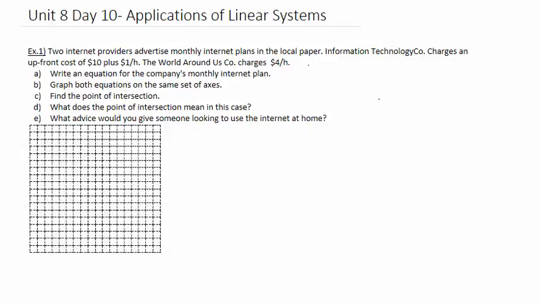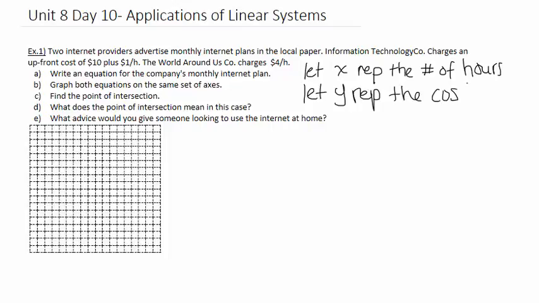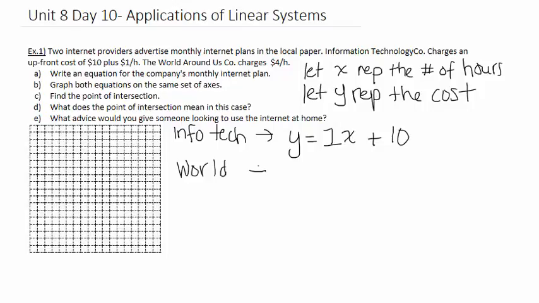So first, let's determine our variables. Let x represent the number of hours that they use the internet for, and let y represent the total cost for using the internet. Therefore, Infotech would have an equation as follows: y equals $1 an hour plus 10, and the World Around Us company would have an equation of y equals $4 per hour.